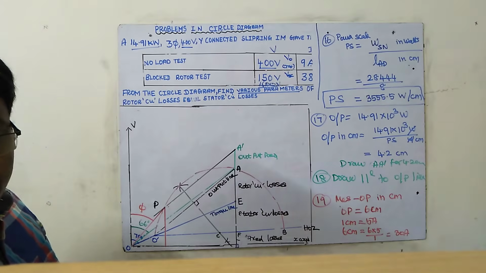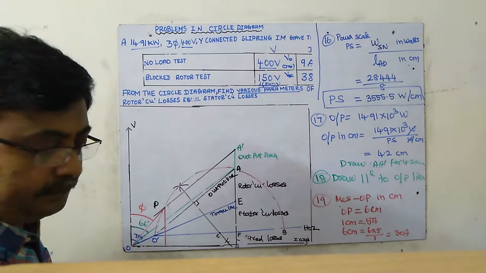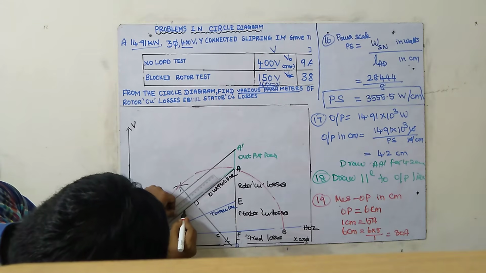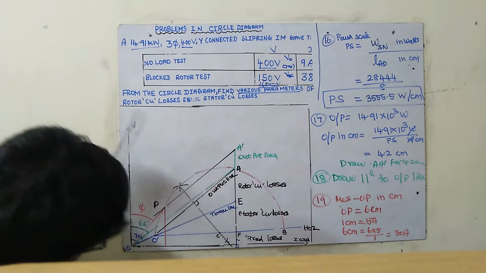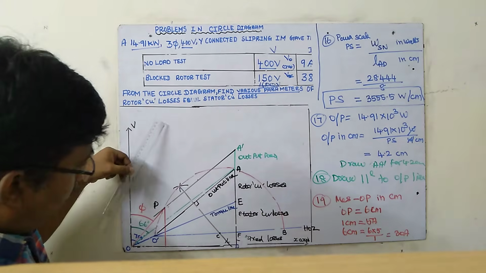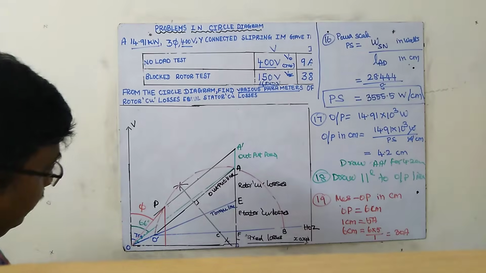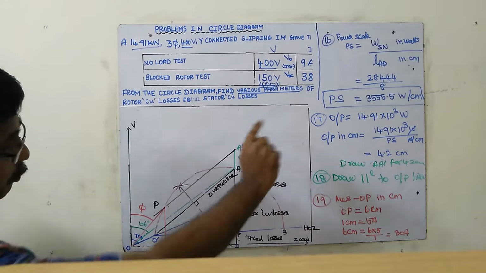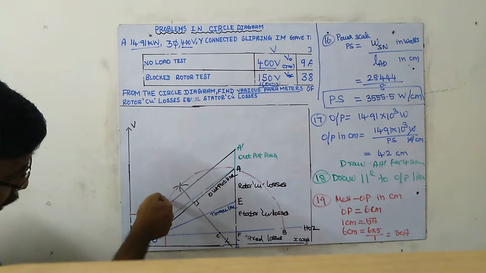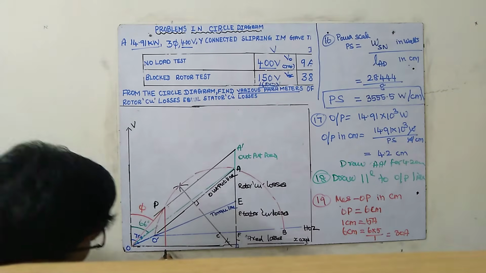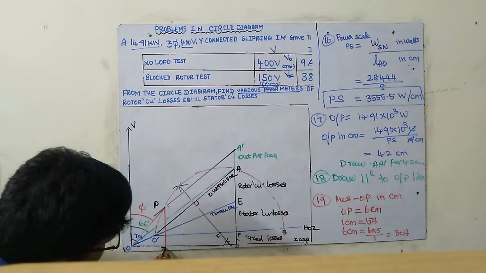Actually, next we have to find the power factor only. The green color line we don't want. This is point P. I have to draw the perpendicular line from P to the x-axis. Where it cuts the x-axis, it is called T, capital T.